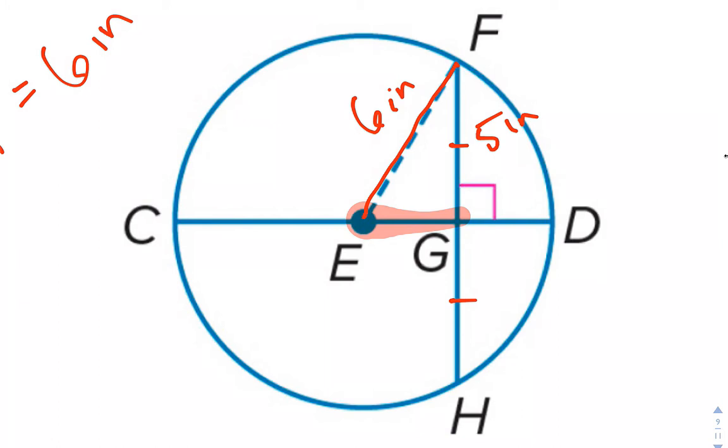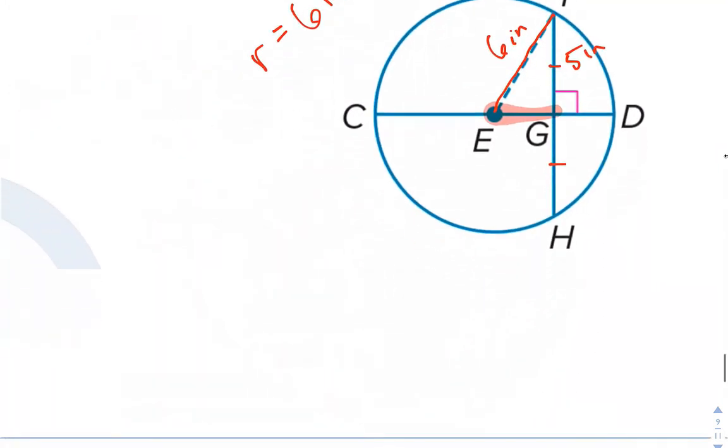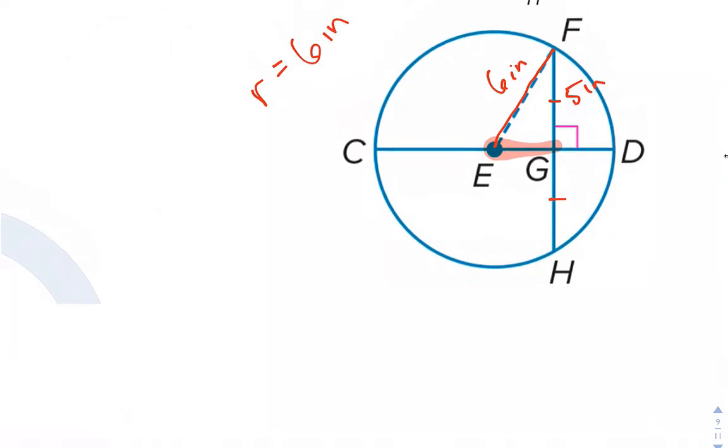If I have a right triangle, I know two sides. What do we use? Hopefully you just said in your head Pythagorean theorem, a squared plus b squared equals c squared. Now the key here is that 6 has to be c squared. So I have, let's say, a squared plus 5 squared equals 6 squared.